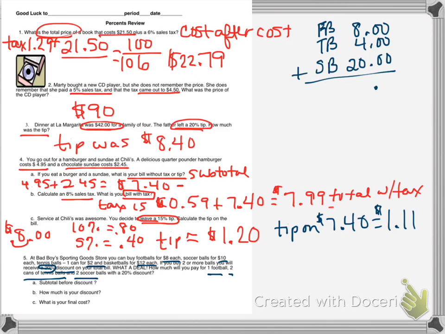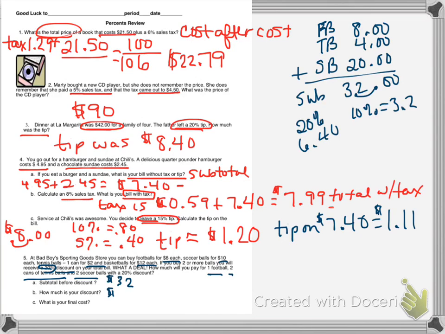So we're going to find our subtotal. We're going to add these up. So 12 plus 20 is $32. Then we have a 20% discount. Well, we know 20%, we can find 10% is $3.20. Now you can also make a percent proportion. So if I double that, 20% is $6.40.